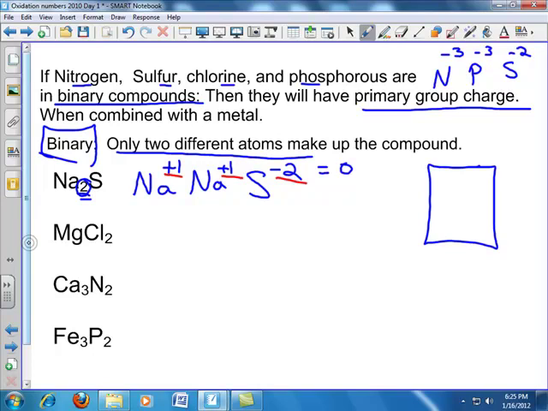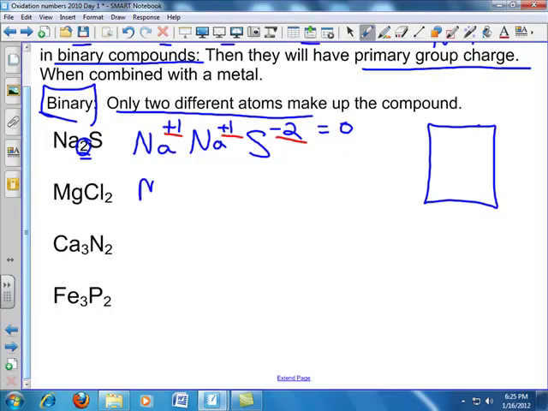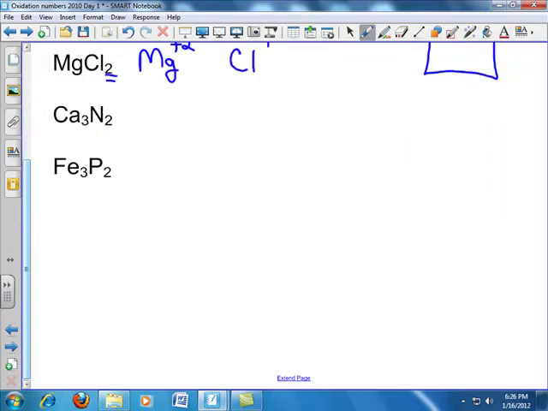Okay, let's go down to MgCl2. I want to know what the charge of Mg is and what the charge of the Cl is in this compound. Well, number one, Mg is a group 2 element. Group 2 elements are always what charge? +2. So by default, if I have 2 chlorines, each chlorine must be a -1 charge. So that -1 is the oxidation number of chlorine, and +2 is the oxidation number of magnesium. How about you do these last 2 and see if you can come up with the oxidation numbers of those 2.